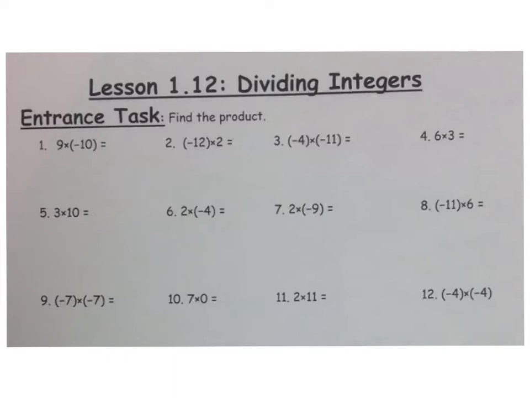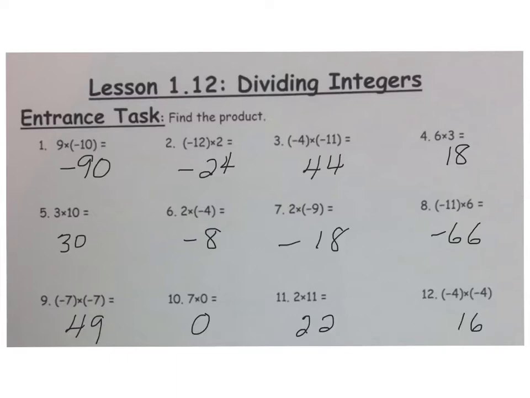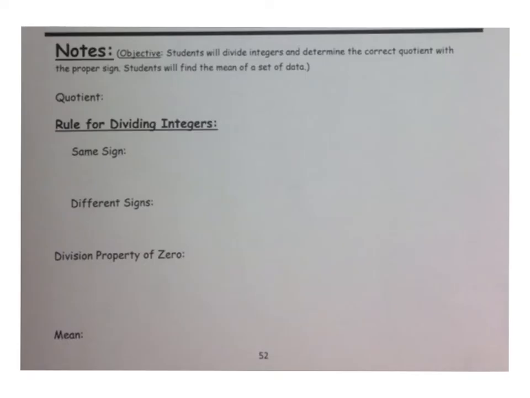Pause. Okay, hopefully you got the answers I got. If you need to, pause the video and check. If you have any questions, you can ask me tomorrow in class. So, our objective: students are going to divide integers, determine the correct quotient with the proper sign. Students will find the mean of a set of data.